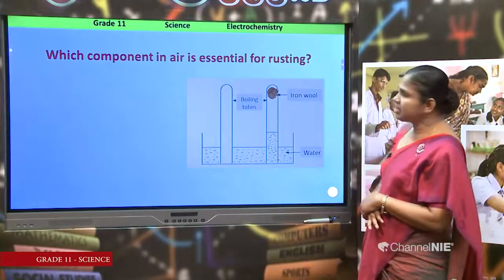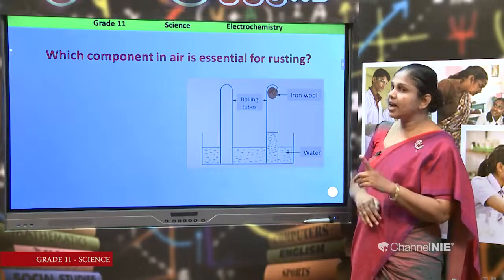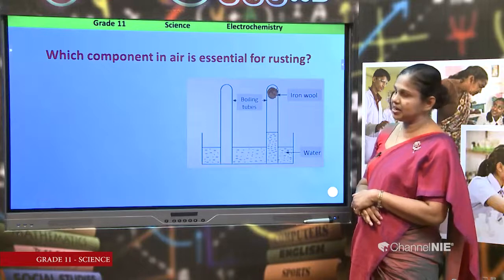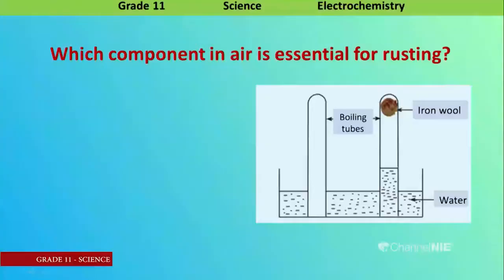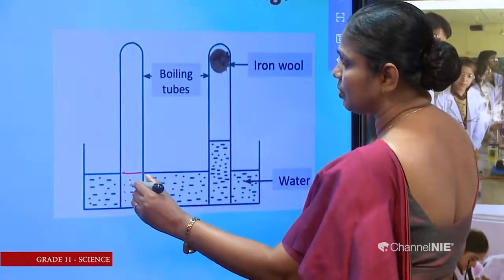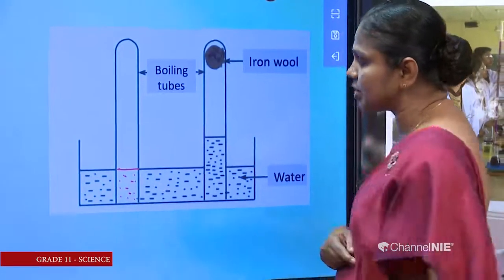This is the activity we do to find out which component in air is needed for rusting. Right, children, now you can see 2 test tubes. 2 test tubes are inverted in a trough of water. Here in this test tube also, water is at this level.